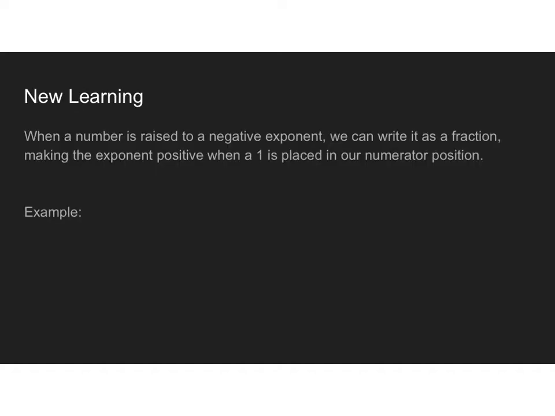All right, here is a recap of our new learning for today. When a number is raised to a negative exponent, so we have 5 to the negative second power, we can write it as a fraction. So it would be 5 to the negative second power over 1. And then we can flip it when we turn that 1 into our numerator position, and we will make our exponent positive. So we flip it over and make it positive. This would be 1 over 5 to the second.